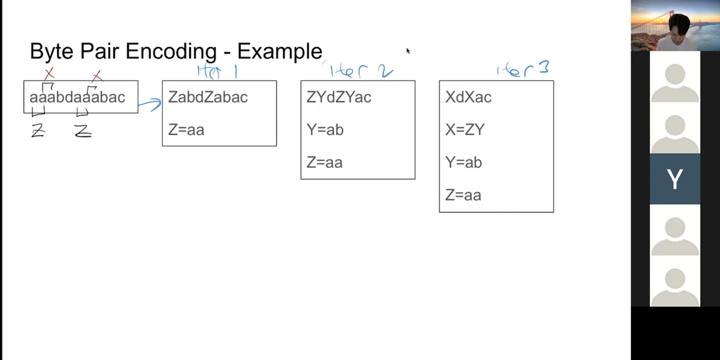After we have done that, we see that AB is now most frequent because it occurs twice. So we replace that with Y, a new symbol. Now what's the most frequent pair? ZY is the most frequent pair, so we replace ZY with X. Now we have an even shorter sentence with three more symbols. How many symbols did we have initially? We had A, B, C, D, so four symbols, and now we have three more. So the vocab size became seven. Each iteration, your vocab size increases by one.